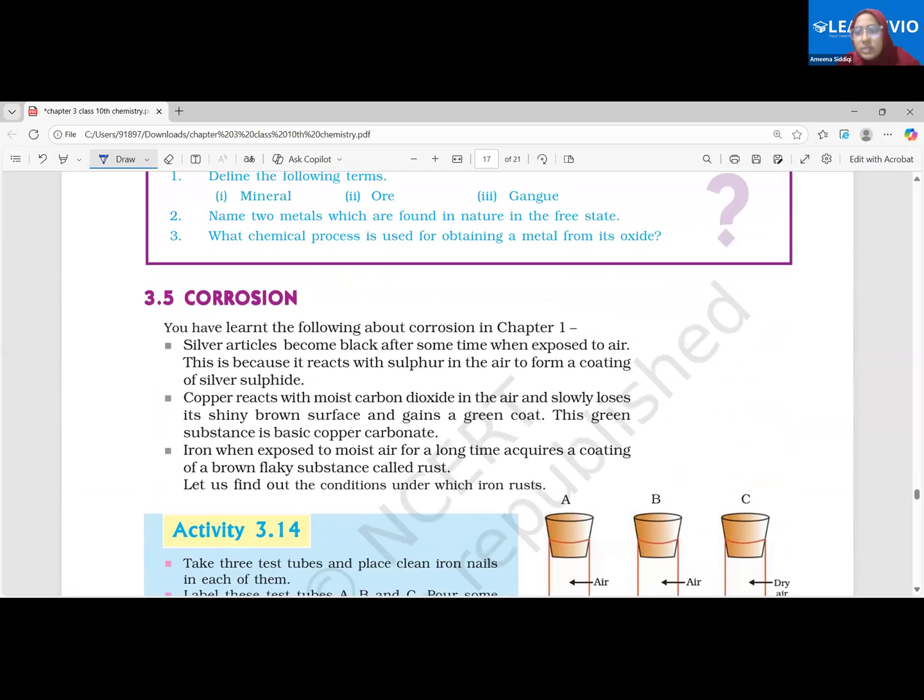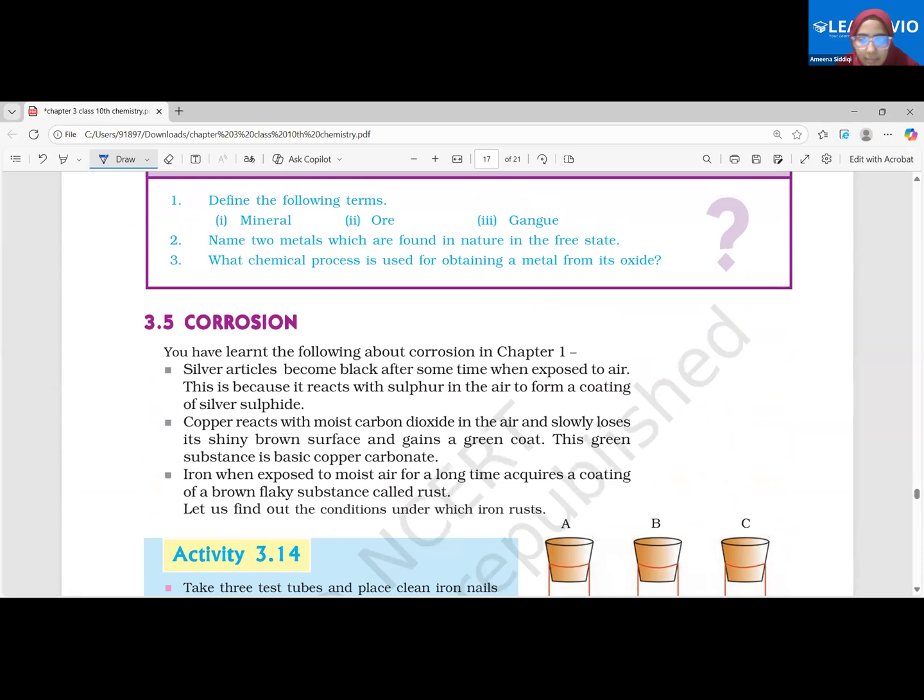That's it. So the occurrence of the metals is clear. I hope there should be no problem. Now define the following terms. The mineral ore gangue I have already discussed. Name two metals which are found in nature in the free state. Again, very simple. Platinum, gold, they are always found in the free state.